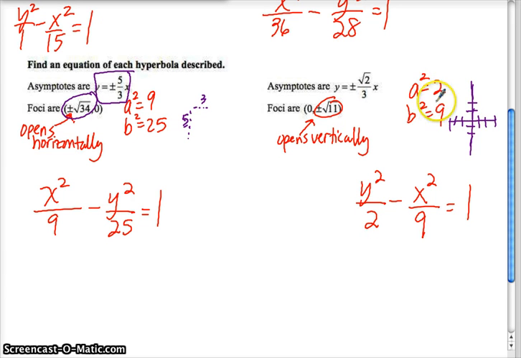How do I know that? Because my foci are in my y value, which means it has to open up and down. And so therefore, my y squared has to come first. It has to be with this major axis, which is 2. My x squared comes second. That's associated with my b squared, which is 9. So y squared over 2 minus x squared over 9 equals 1. And there you have it.